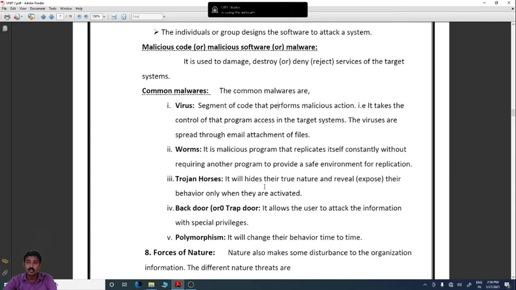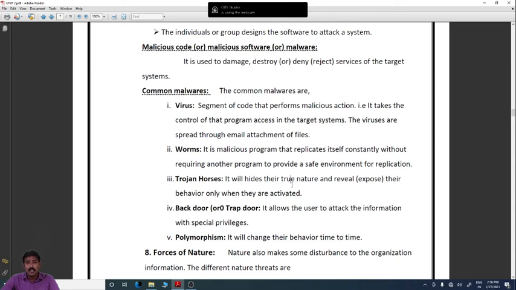And the next one is called Trojan horses. Trojan horses always hide their nature, and they reveal their behavior only when they are activated. Normally the virus stays silent in the machine, and it reveals its action, that means it tries to hack the information, only at a particular period of time. Then it is called a Trojan horse.